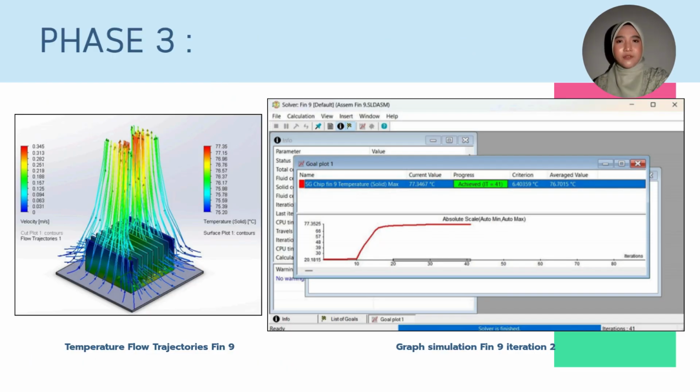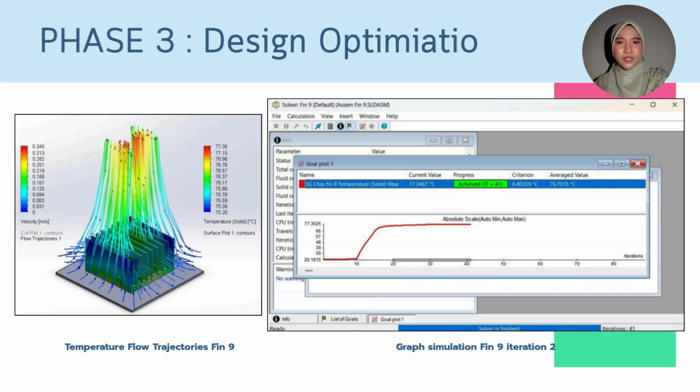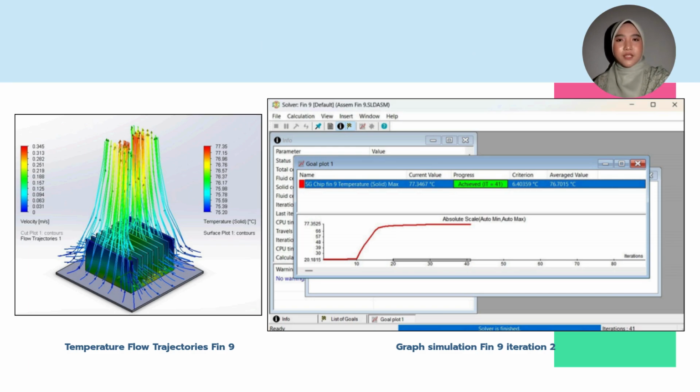The results for iteration 2 were very promising, stabilizing at 77.35 Celsius. Interestingly, this design performed better than both the 7 fin and 10 fin variations we tested later. This proves that the filleted geometry successfully reduced local flow separation at the fin base, enhancing convective heat transfer even with a lower fin count than the original base case.